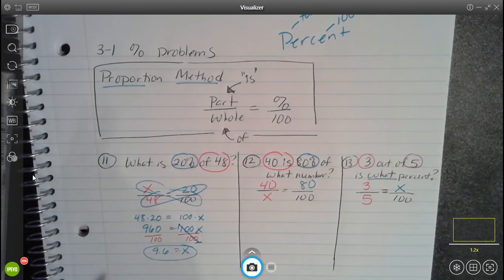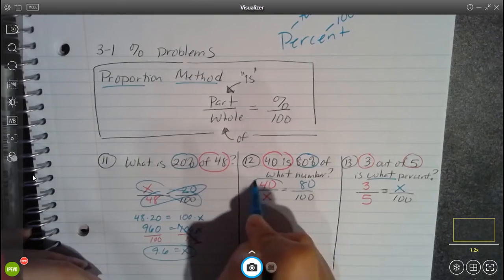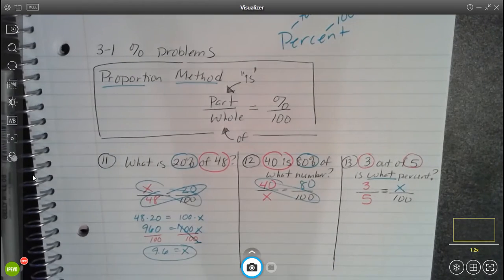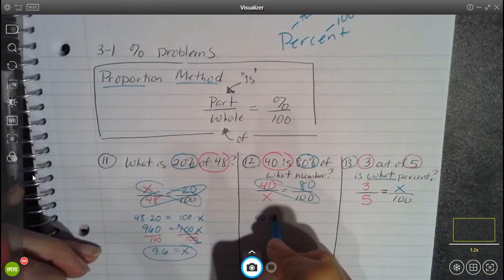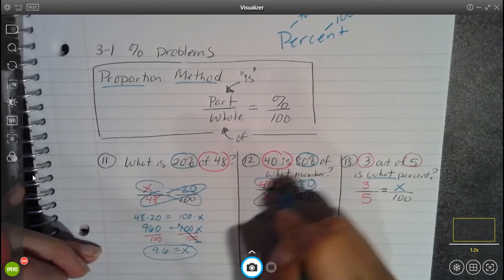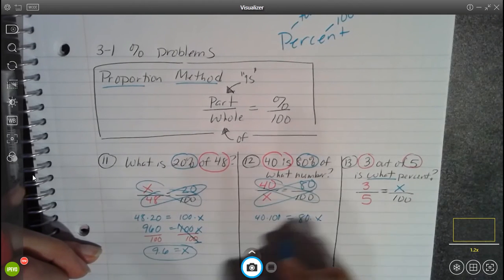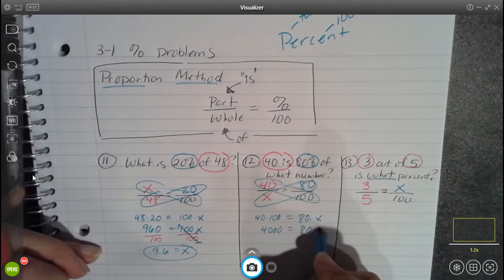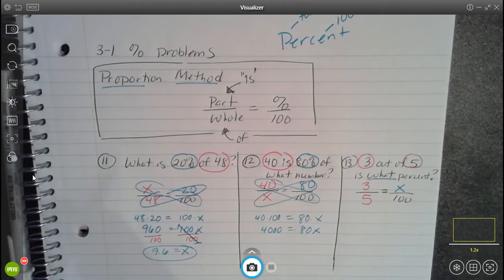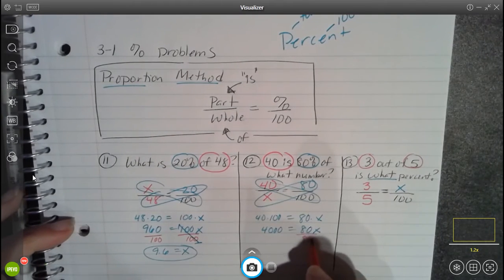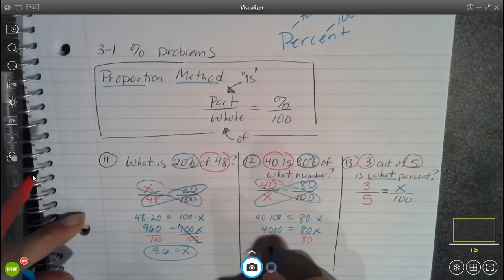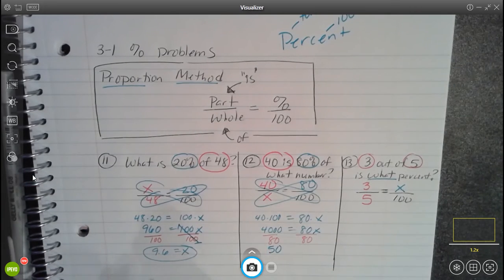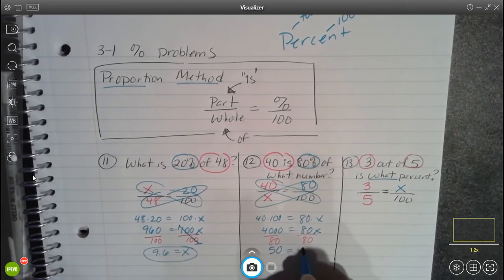Let's go ahead and do this one. So again, I like to multiply the two numbers that are given first. Doesn't matter, it's just my habit. So 40 times 100, 80 times x. So this is 4,000, and this is 80x. And we would divide by the number next to the x. So this done on a calculator is 50.